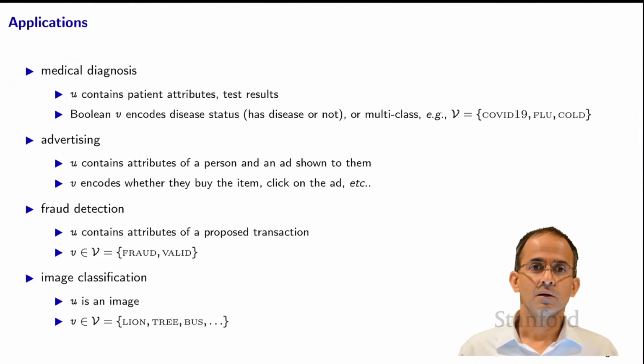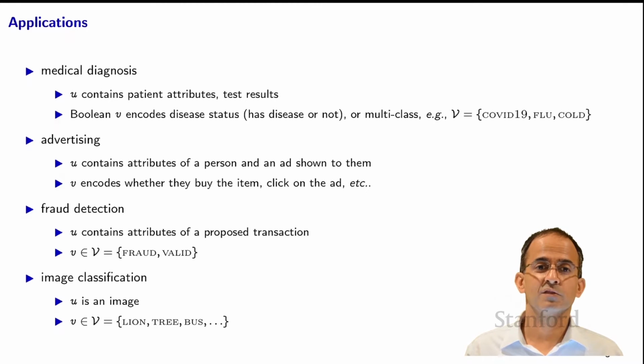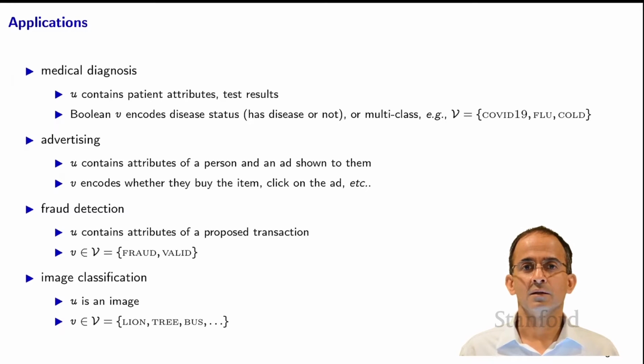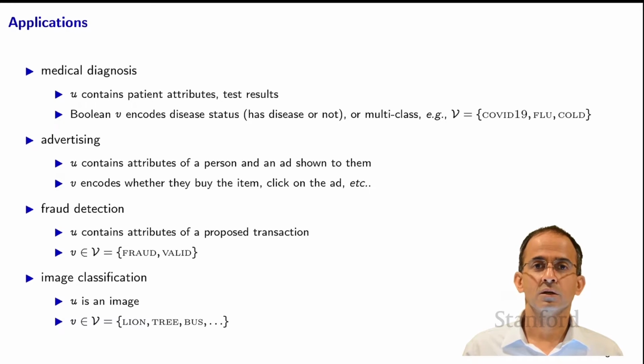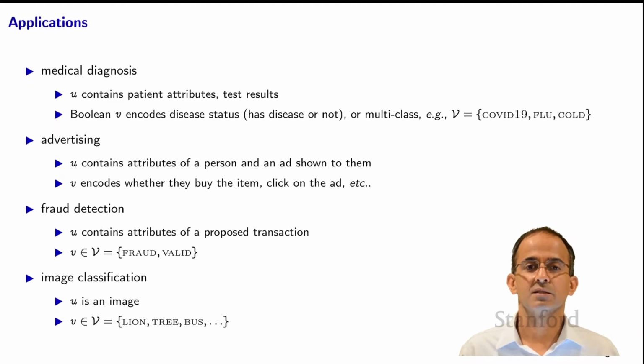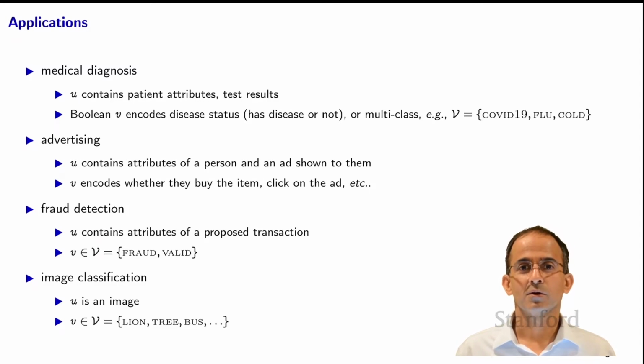Let's talk about some applications of classification. Here's an example, medical diagnosis. U is a bunch of patient attributes, so the fields in a patient record are test results and age, gender, height, body mass, a whole bunch of other attributes of the person. And then the Boolean v, the target variable, encodes some disease status, has a disease or not, or maybe it's multi-class. Does the person have COVID-19, flu, or just a cold?